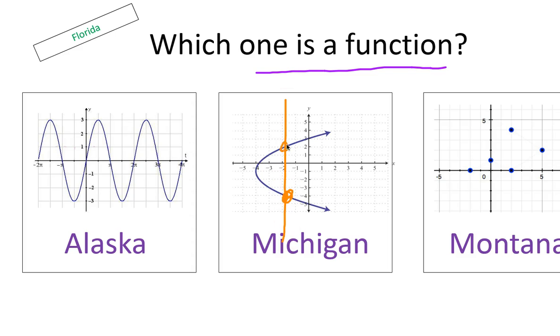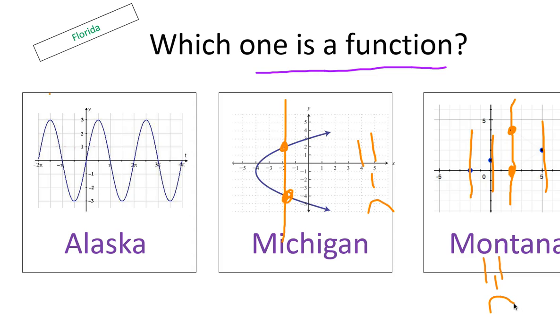Bam! Touches twice, yo. Sorry, Michigan, you're not a function. Coming over here, but these are just points. That's all good. Once, once, once. But you better check every set, because when I go bam, bam, it touches twice on that vertical line. Therefore, oh, poor Montana is not a function.